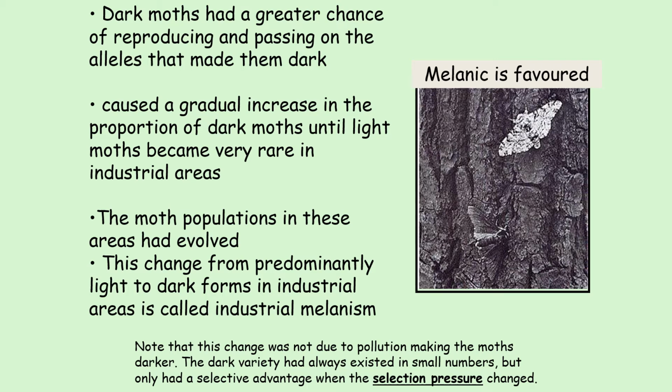This change from predominantly light to dark forms in industrial areas is called industrial melanism. Note that the change was not due to pollution making the moths darker. The dark variety has always existed in small numbers, but only had a selective advantage when the selection pressure changed. Basically, it wasn't just because the moth was covered in soot, it actually is a dark coloured moth.